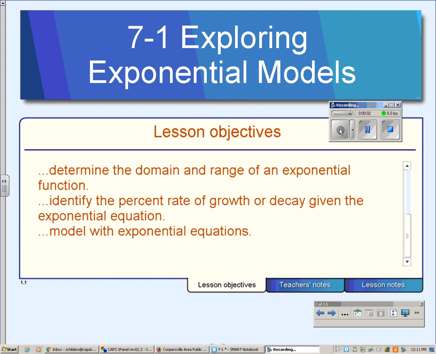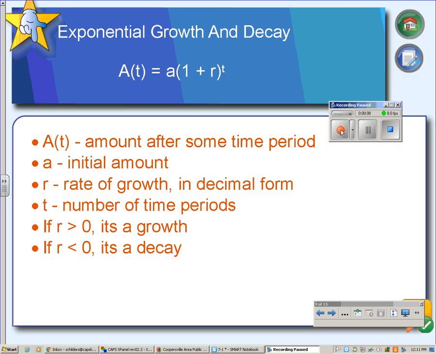This is lesson 7.1 part 2. In this video we will learn how to model exponential equations. So this is the formula that we will use for modeling exponential growth and decay functions.